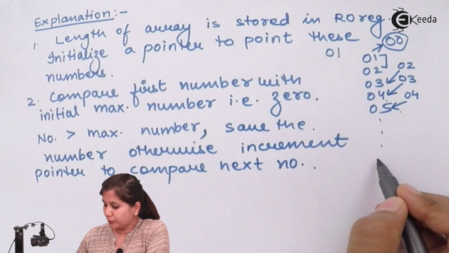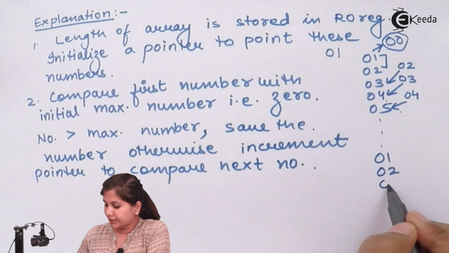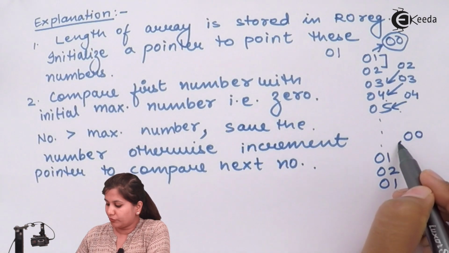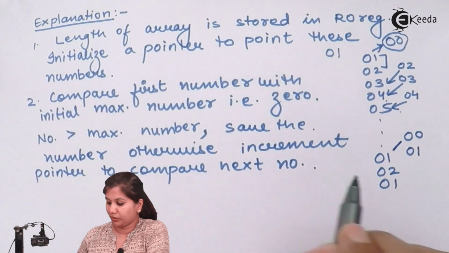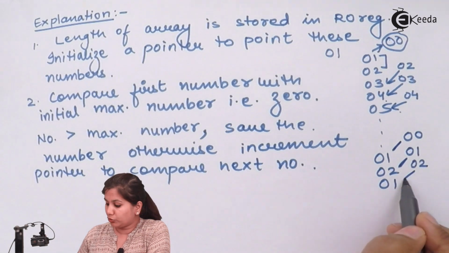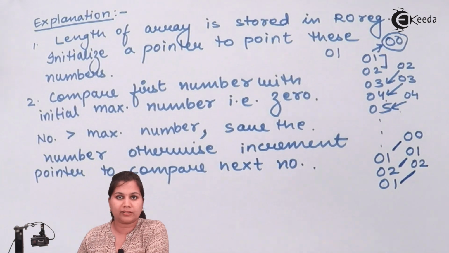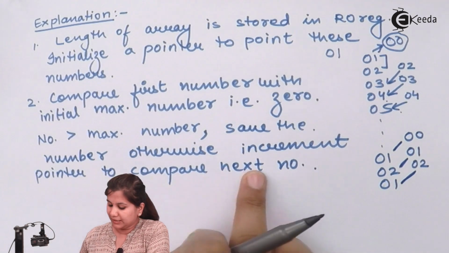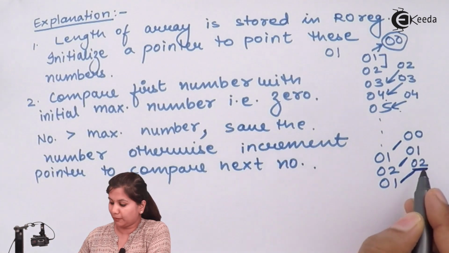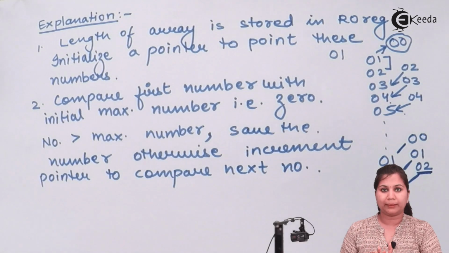Suppose the first number is 01, the next number is 02, and the next number is 01. So 01 is compared with 00, and the maximum is 01. Now 01 and 02 are compared, and the maximum is 02. Now 02 and 01 are compared. Already 02 is the maximum, so it will be skipped and the pointer will be incremented, meaning no change is made to the maximum number and the next number will be compared. In this way we will do the comparison.